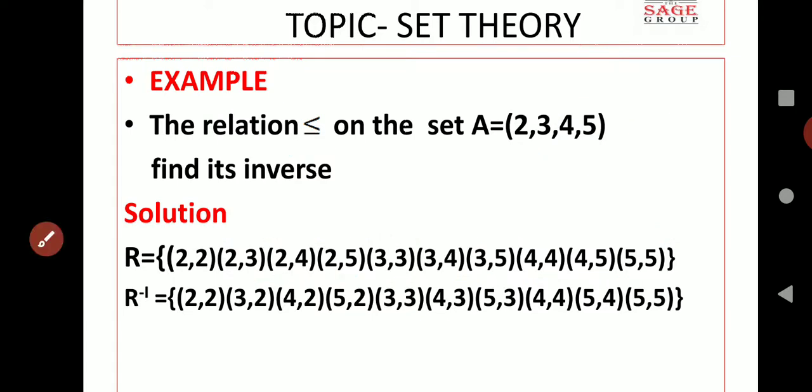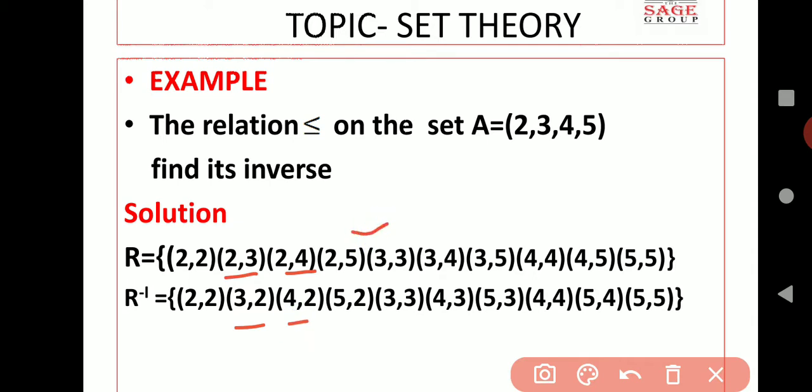So the inverse relation is from B to A. That means if we have (2,3) in R, then in R inverse we have (3,2). And here we have (2,4), so in R inverse we have (4,2). Similarly, if we have (2,5) in R, then in R inverse it is (5,2). So the relation R inverse is from B to A, and relation R is from A to B.